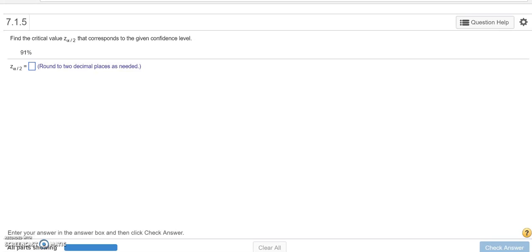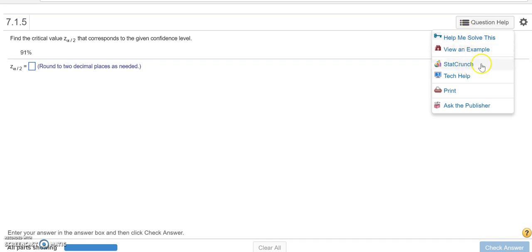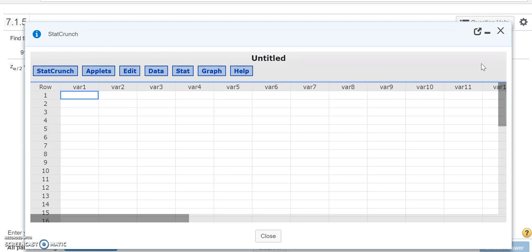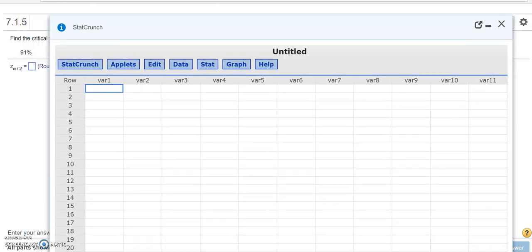So let's talk about how we can find a critical value, z alpha over 2, that corresponds to a particular confidence level. I'm going to do this using technology. So if I go up here to question help, I'm going to choose the Statcrunch option and open the program Statcrunch right here from my homework question. So we can see more of the problem. I'm going to try to move this over.